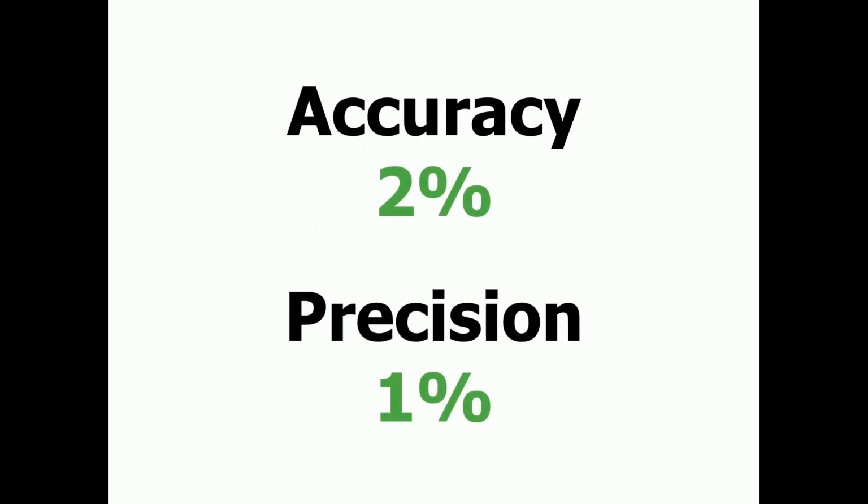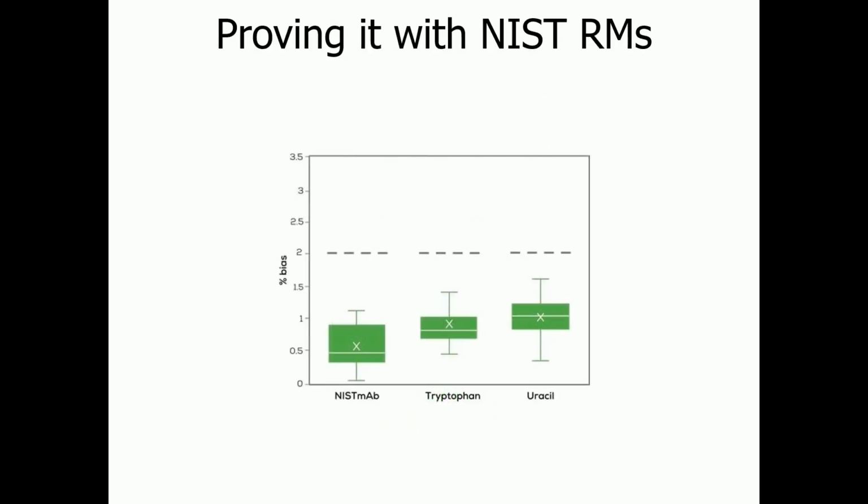Lunatic brings in 2% accuracy and 1% precision for its absorbance measurements, which we've validated in several different ways using independently verified standards. First, we have these 3 NIST reference materials that we can use to verify Lunatic's absorbance results: a monoclonal antibody, a tryptophan standard, and a uracil standard. In every case, Lunatic measurements of the standards were within 2% of the NIST certified value, and the CVs of the measurements were within 1%. If you don't know what CV means, it's the same as relative standard deviation, or RSD.